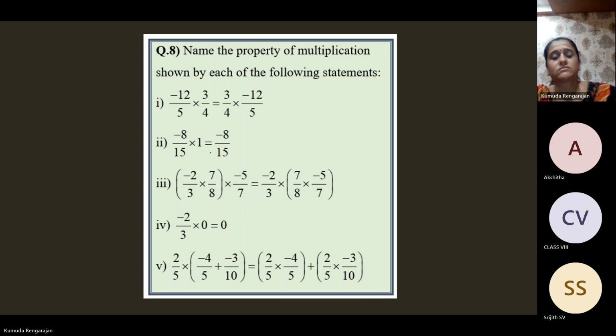Ma'am, multiplicative identity. Multiplicative identity of rational numbers. Very good. Next one, Srijit. Associative property of multiplication. Very good. Associative property of multiplication of rational numbers. Very good. Srijit, next one also.